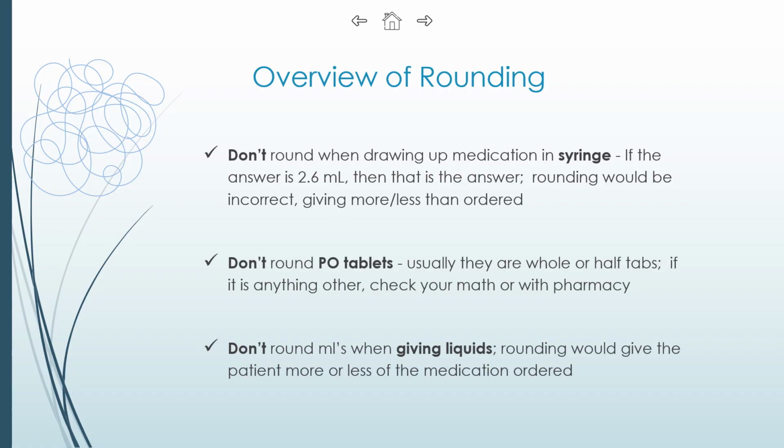Remember, don't round when drawing up a medication in a syringe. If the answer is 2.6 mLs, then that is the answer. Rounding would be incorrect, giving more or less than ordered. Don't round tablets. Usually they are whole or half of a tab. If it's anything other than that, check your math or check with the pharmacy.